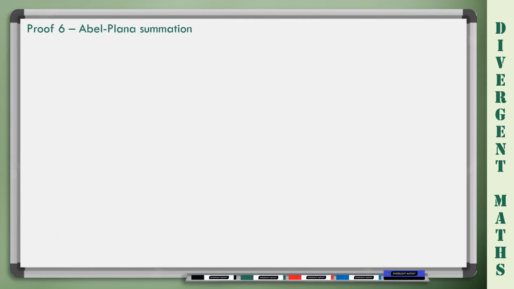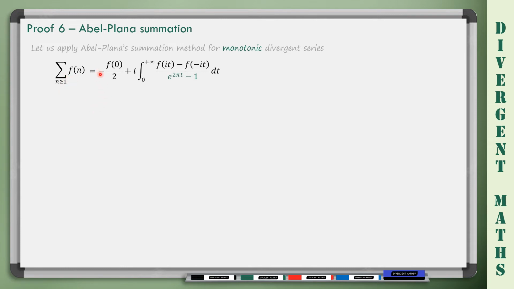Proof number 6, Abel-Plana summation. So let us apply the Abel-Plana summation method for the monotonic divergent series. So the formula is as follows: the sum from n equal 1 of f(n) equals negative 1/2 of f evaluated at 0, like Ramanujan summation, start the same. But then it's plus i, the integral from 0 to plus infinity of f evaluated at it, minus f evaluated at negative it, over e to the 2 pi t minus 1 dt, t being our variable of integration.